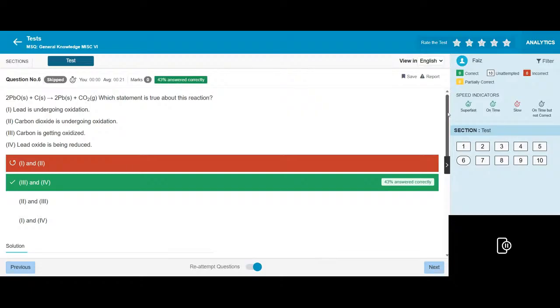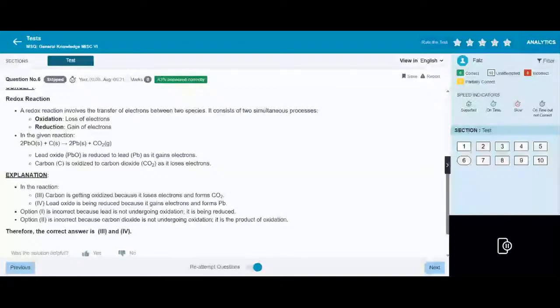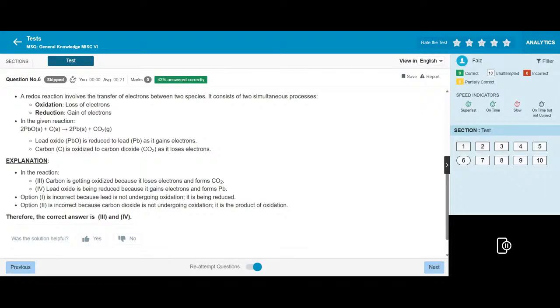2PbO plus C gives 2Pb plus CO2. This is due to which reaction? A redox reaction is a reaction with simultaneous processes: oxidation, the loss of electrons, and reduction, the gain of electrons. Lead oxide, PbO, is reduced to lead with gain of electrons, so this is reduction. Carbon is oxidized to carbon dioxide because it loses electrons and forms CO2. Lead oxide is being reduced because it gains electrons and forms Pb.